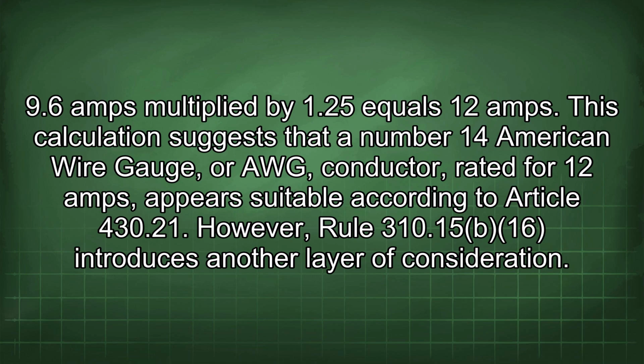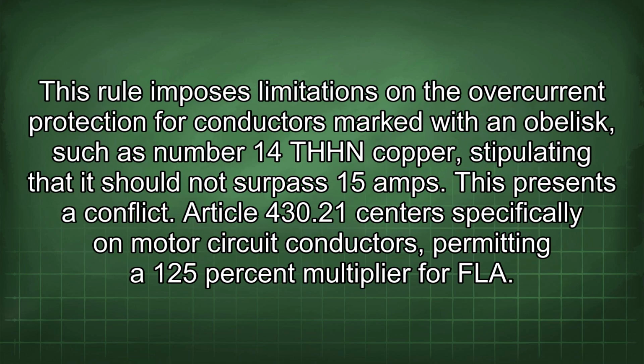This calculation suggests that a number 14 American Wire Gauge, or AWG, conductor, rated for 12 amps appears suitable according to Article 430.21. However, Rule 310.15(16) introduces another layer of consideration. This rule imposes limitations on the overcurrent protection for conductors marked with an obelisk, such as number 14 THHN copper, stipulating that it should not surpass 15 amps.